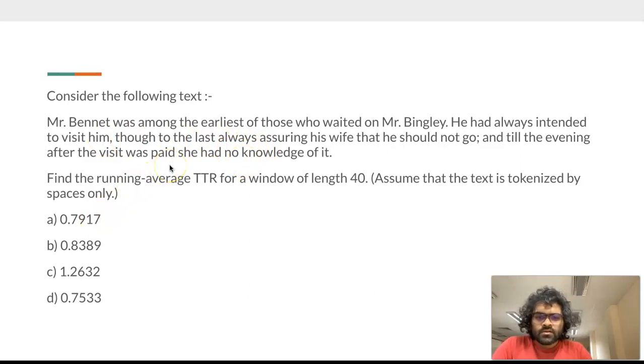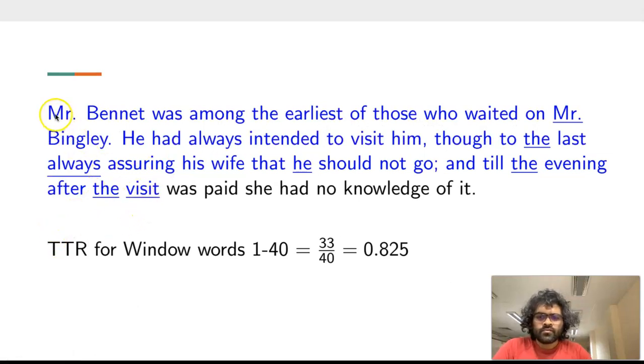So what will be the first 40-word window? If you just split the para with a space, you will find the blue part is the first 40 words. This blue part is the first 40 words, and the underlined words are the repeated ones. So this Mr. is already repeated here. This da is already there, so it's repeated here. Always, yeah, this always is here, so it's repeated. Again, he is also there, so he is repeated. The is again there, the is there, visit is there. So these alternate words are repeated.